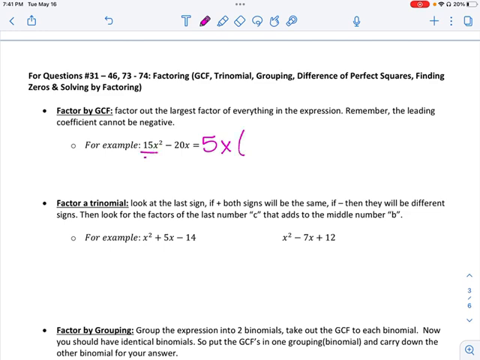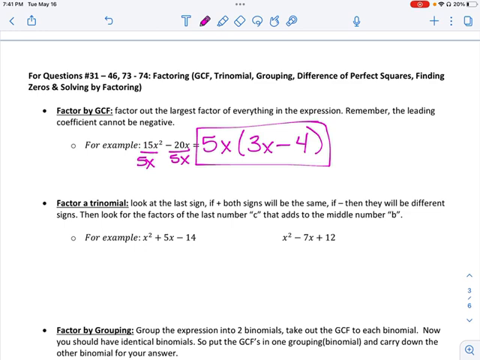So what I'm going to do now is take each of these and simply divide it by 5x. So 15 divided by 5 is 3. X squared divided by x is 1x. Negative 20 divided by 5 is negative 4. X divided by x is gone. So we have 5x times the quantity 3x minus 4.